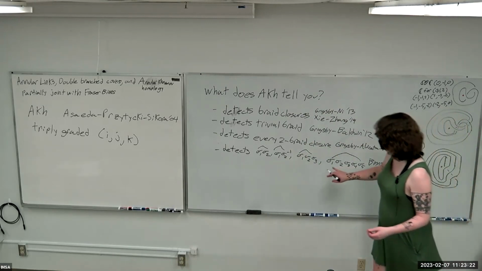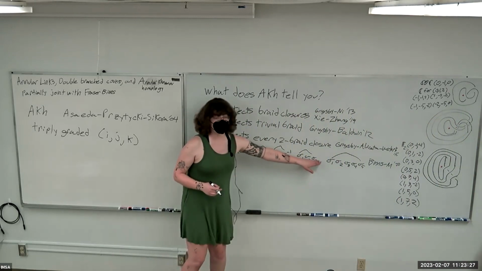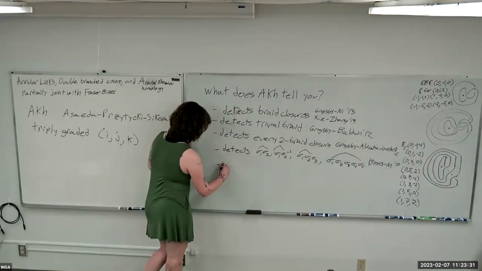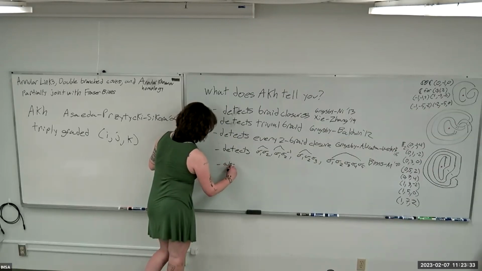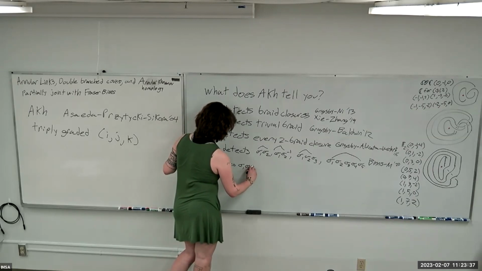So I guess maybe the most notable one is, in our list, you might notice we go straight from a four braid to a six braid. And so people now are able to show that it also detects this five braid.